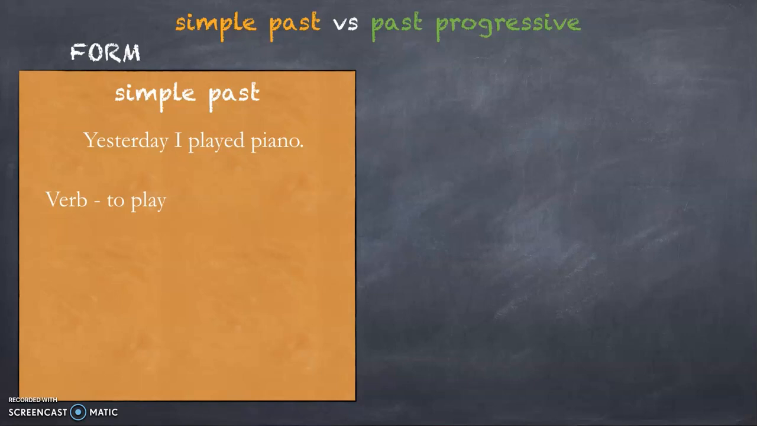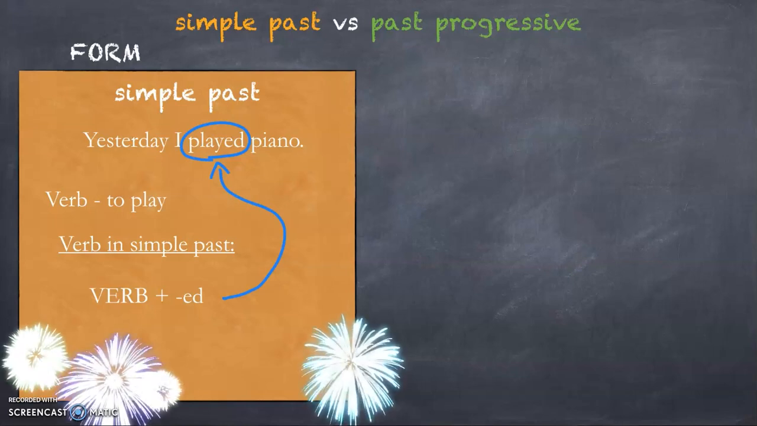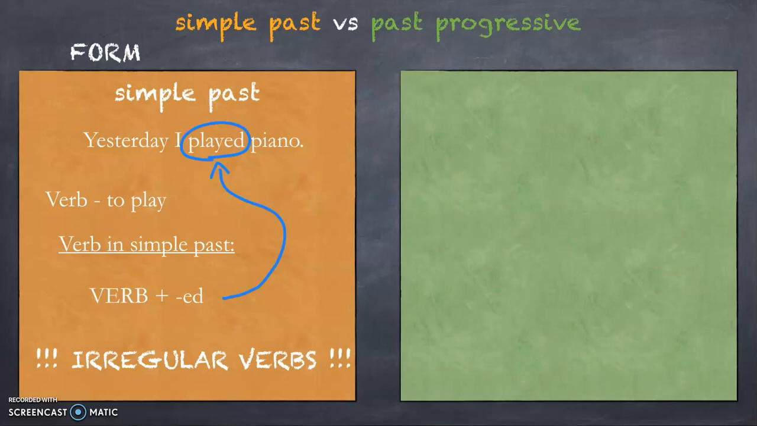The verb here is to play, and when we want to make a form in the simple past, we have to add an ed to the ending of the verb. So here we get played. You have play plus ed is played. Be careful, there are a lot of irregular verbs in English, and they have special forms you have to learn by heart. Let's look at the past progressive.